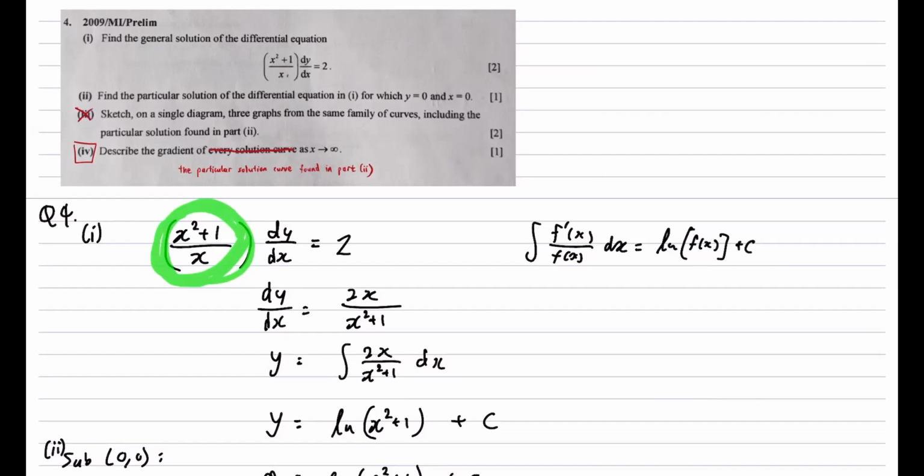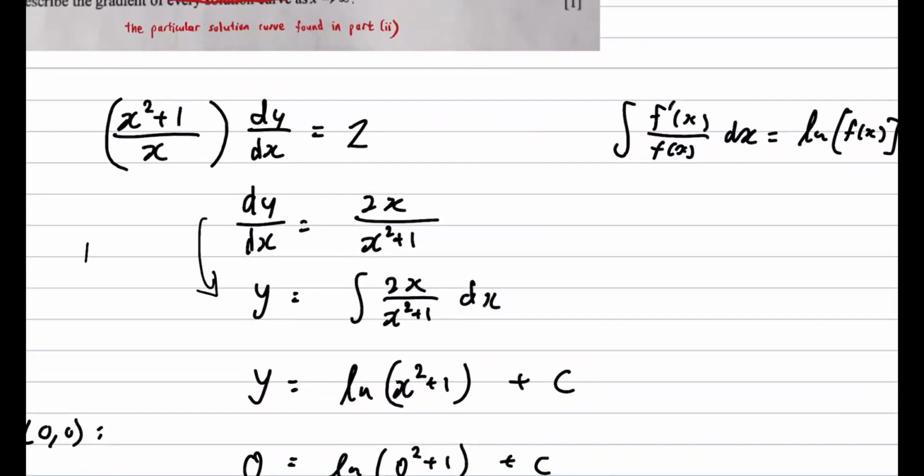So do we need to use separation of variables? Don't need, exactly, because there's no y. So you can actually just bring this back over to the right, and then you get x over x squared plus 1. Right? You just flip the fraction around. Is that okay? Okay, good. Then you just integrate both sides.